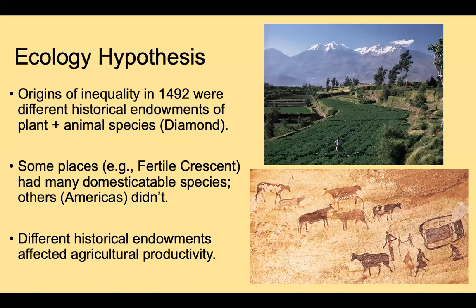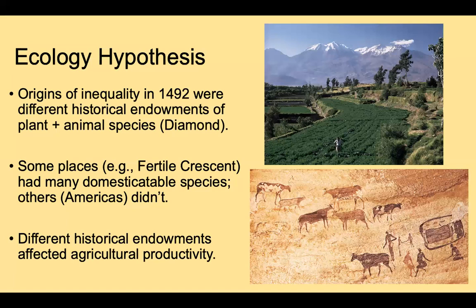He doesn't talk about that late modern era, but he's concerned with this historical moment that he claims and argues is essential to understanding the long-term trajectory of countries. So according to him, some places like the Fertile Crescent in the Middle East had many domesticatable species, and others in the Americas did not.